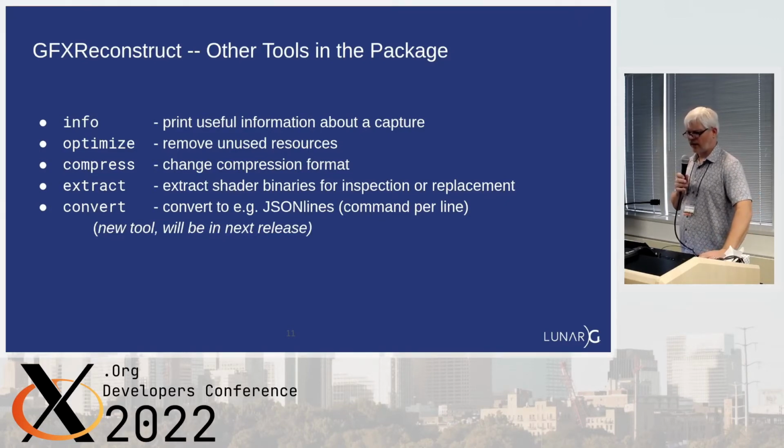And finally, we have a new tool. We've been working on it for a little while. It'll be in the next release, called Convert, which produces JSON lines output for a capture. So for every function call from Vulkan that's in a capture, we produce a detailed, though not exactly readable, one-per-line JSON record for the function. And I'll show that at the end if I can get that to work.